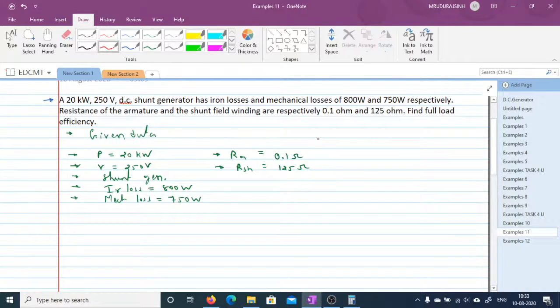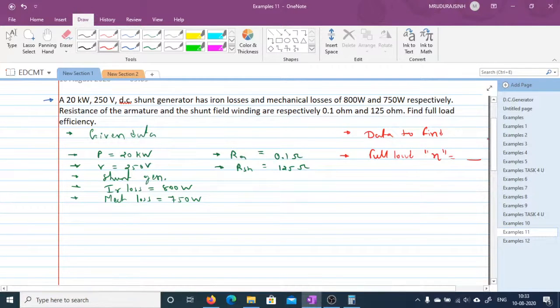So now we'll go for data to find. कौन सा डेटा हमको फाइंड करना है, which data we require to find, and that is full load efficiency. Full load efficiency. So this is what we require to find. So now let's start the example and we'll find full load efficiency. For that, let's go for solution.